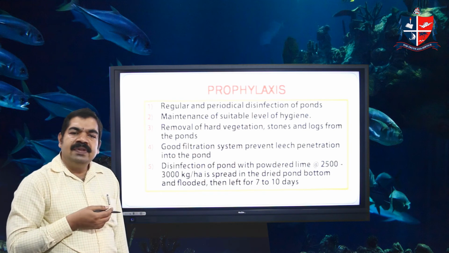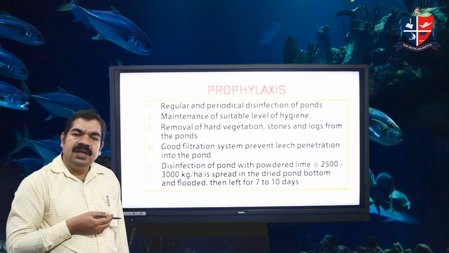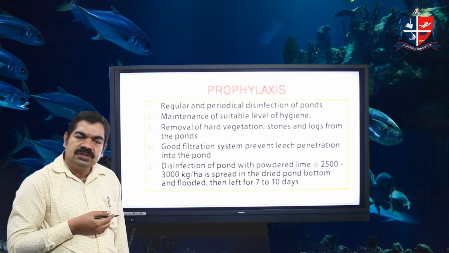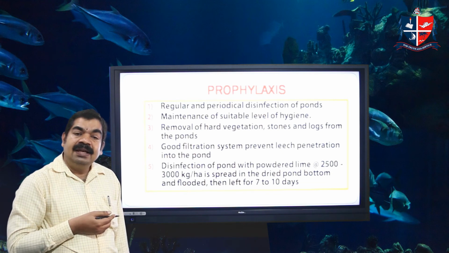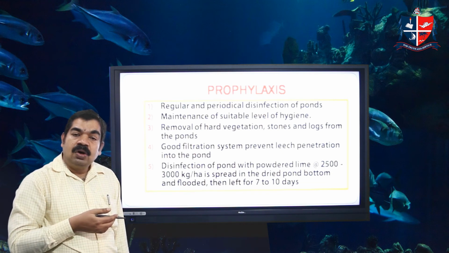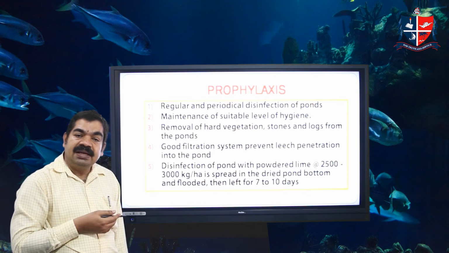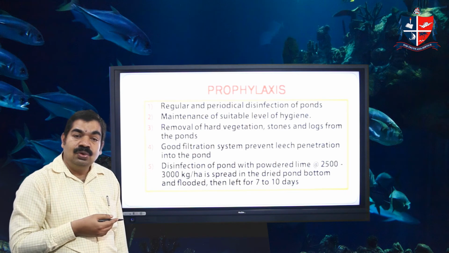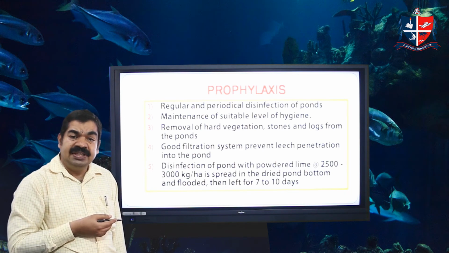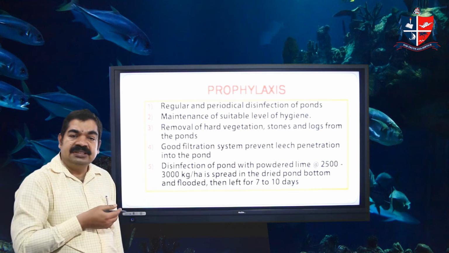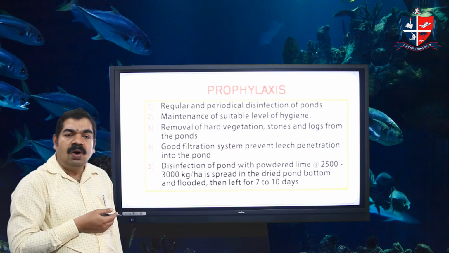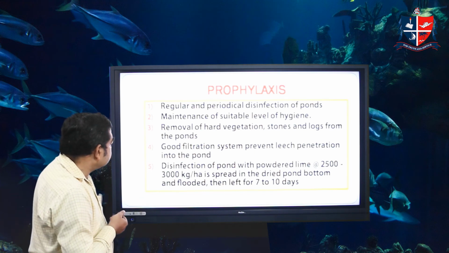So if there is hard vegetation in the pond, if there are stones in the pond, if there are logs present in the pond, that must be removed, because all these materials will serve as a suitable substratum for laying their eggs. So their multiplication will be very easy if these substances are present in the pond. So we have to remove all these materials.